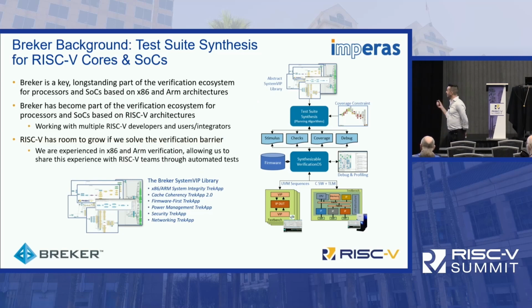One of the things that we have realized is RISC-V has a lot of potential for the industry. And in order for Breker to also produce tests that apply to RISC-V cores, what we've come up with is 2 new apps in our verification library. We call these fast apps: the core integrity and the SoC integrity.